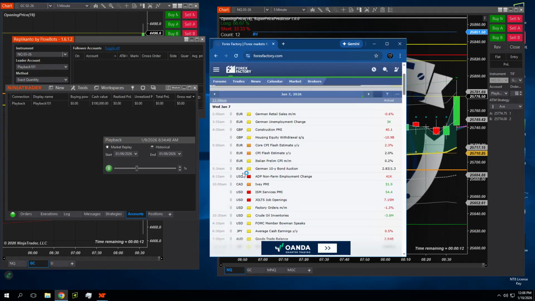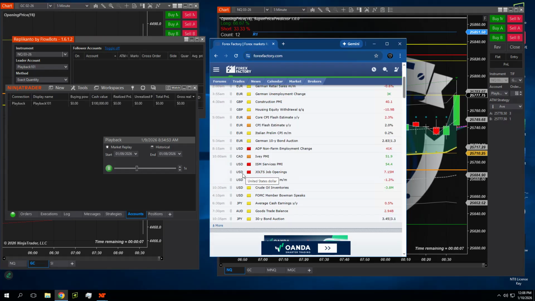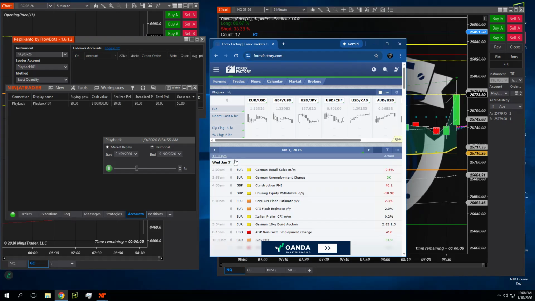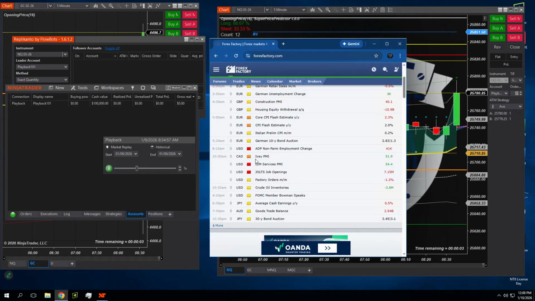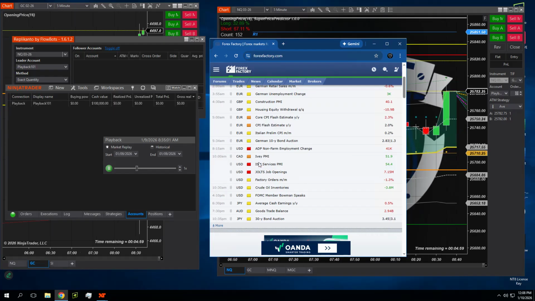So when you're practicing, you still want to look at what news happened that day because it's going to throw your practice off. If you're practicing for Wednesday and you didn't know that there was news at 10 o'clock, it's going to mess up your practice. So you can still look at past days and see what happened on that day when you're practicing.